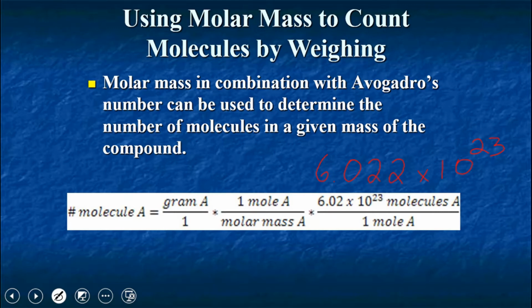Okay, so remember, this is something I borrowed from just a little image, but we would like to use the 6.022 times 10 to the 23rd version of Avogadro's number.